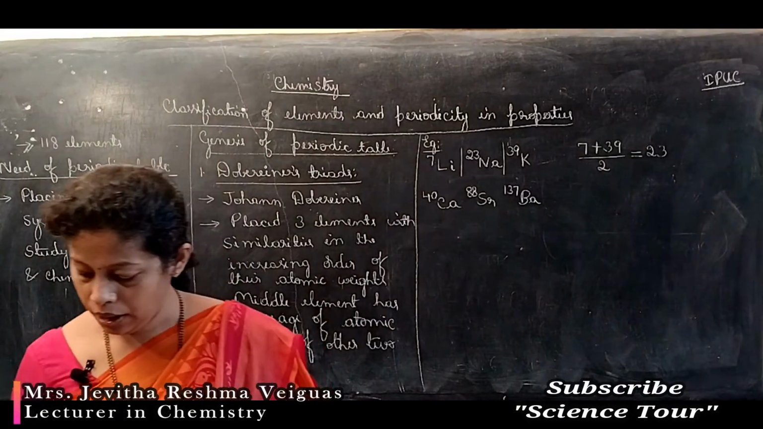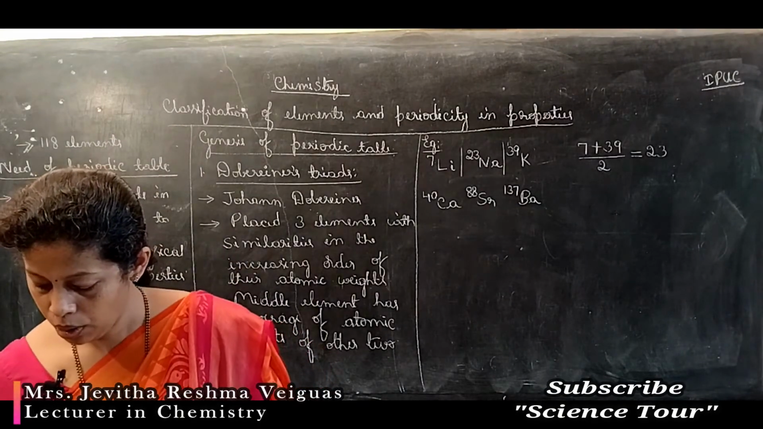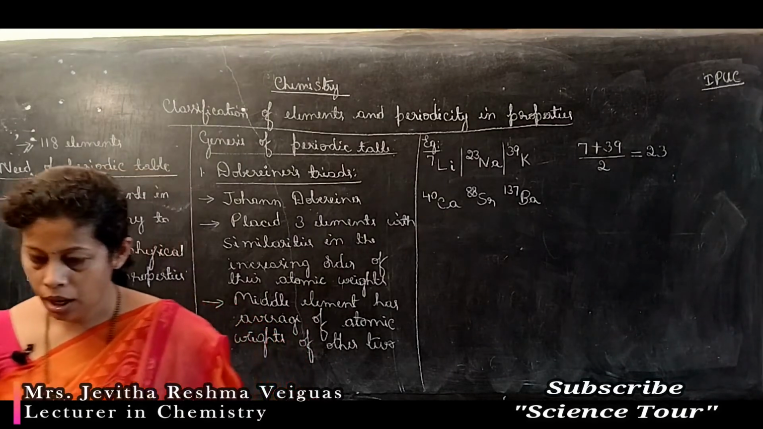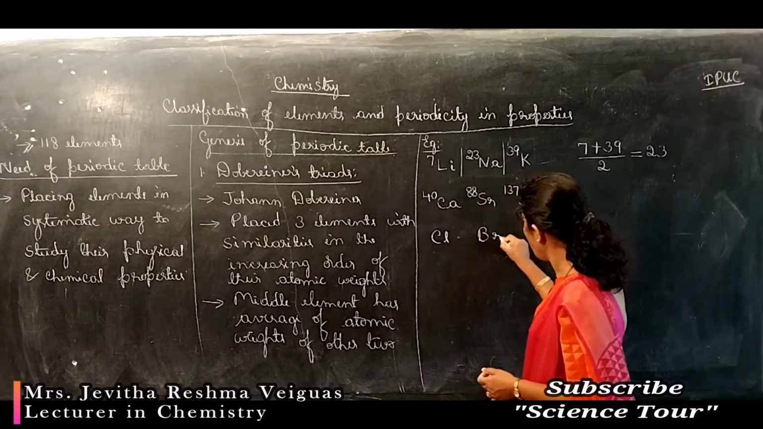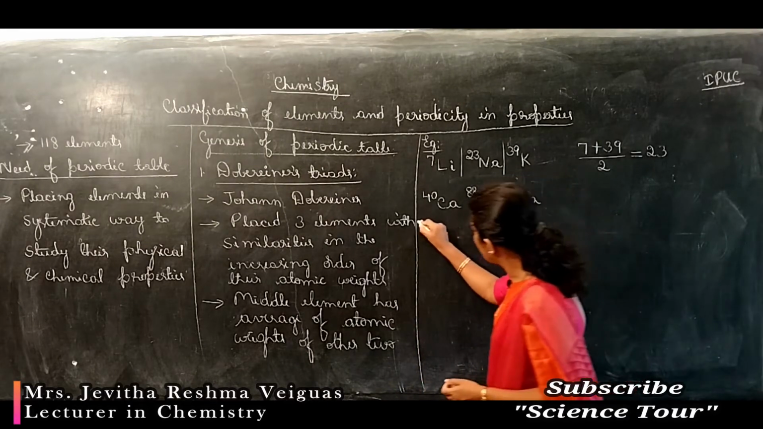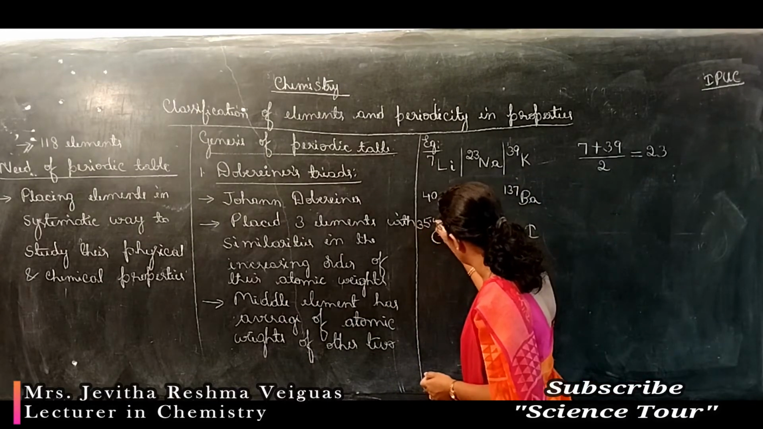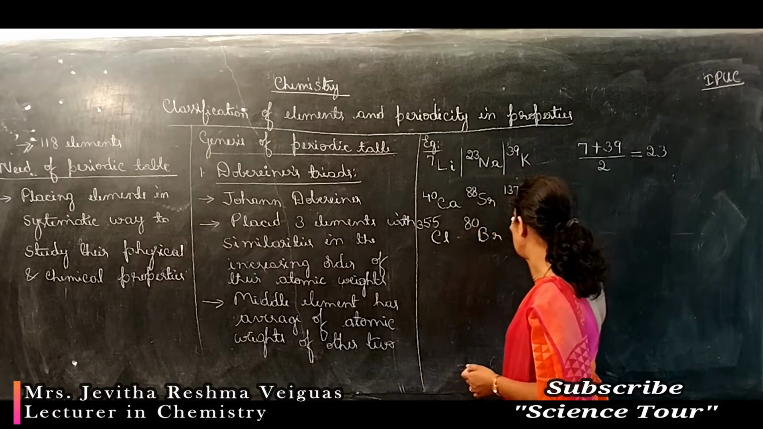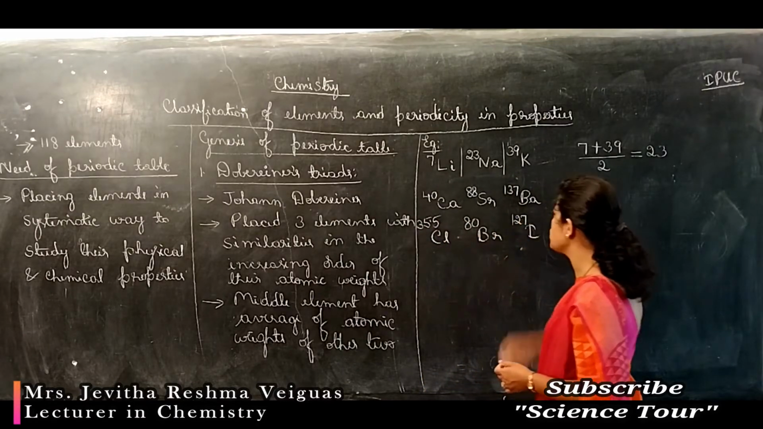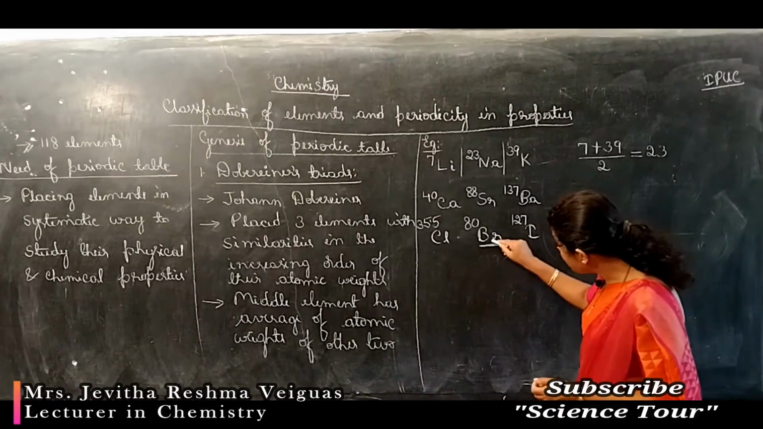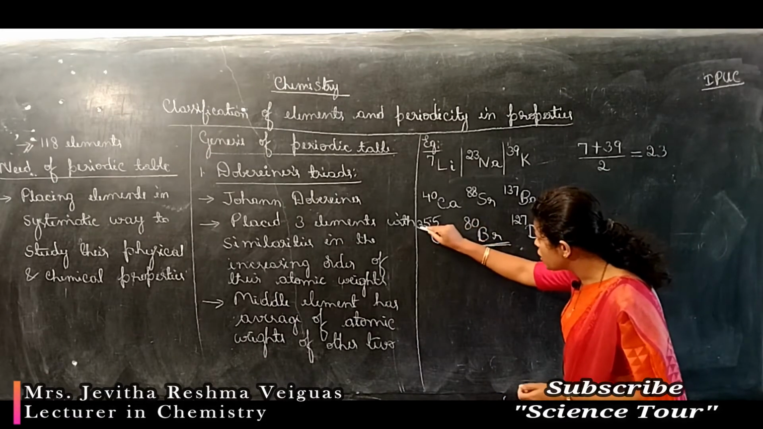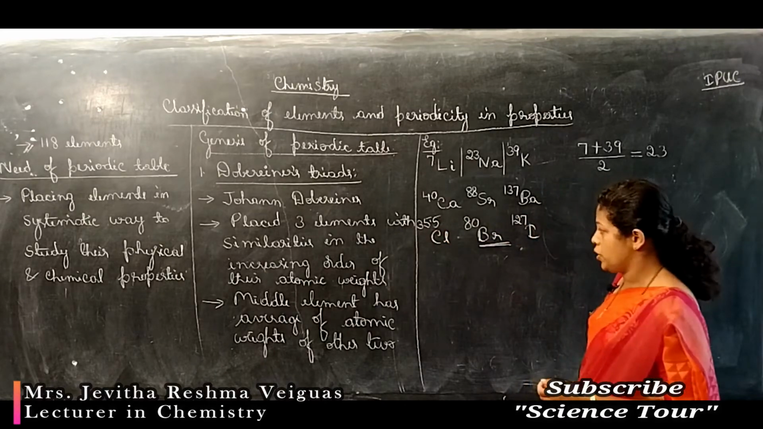One more triad given by him is chlorine, bromine, iodine. Chlorine atomic weight is 35.5. Bromine atomic weight is 80. Iodine atomic weight is 127. The middle element here is bromine, whose atomic weight is 80, which is the average of 35.5 and 127.